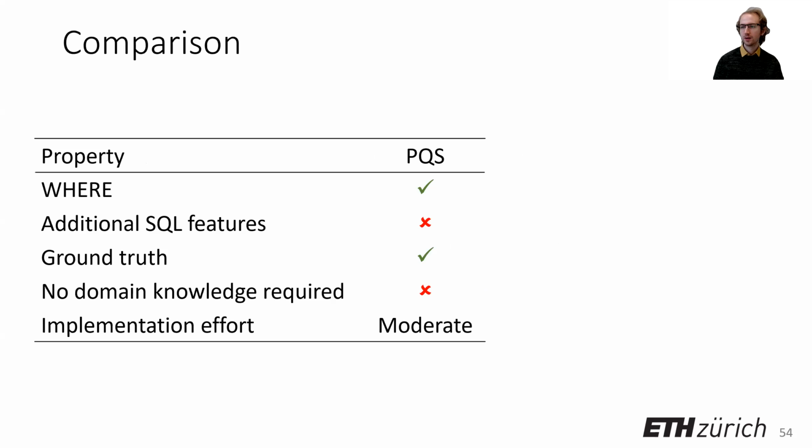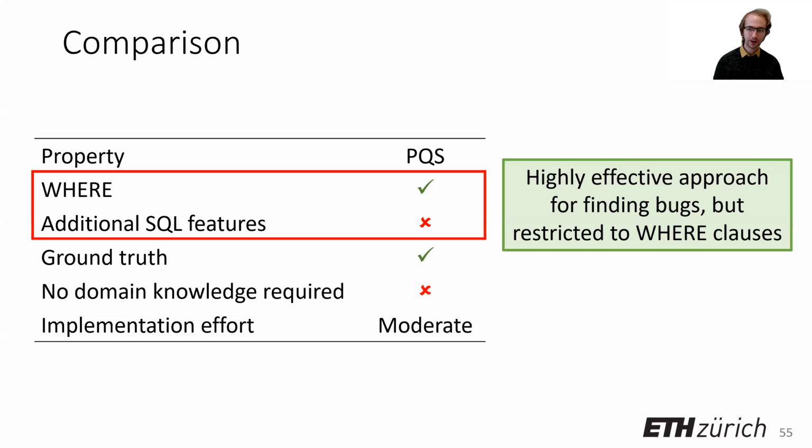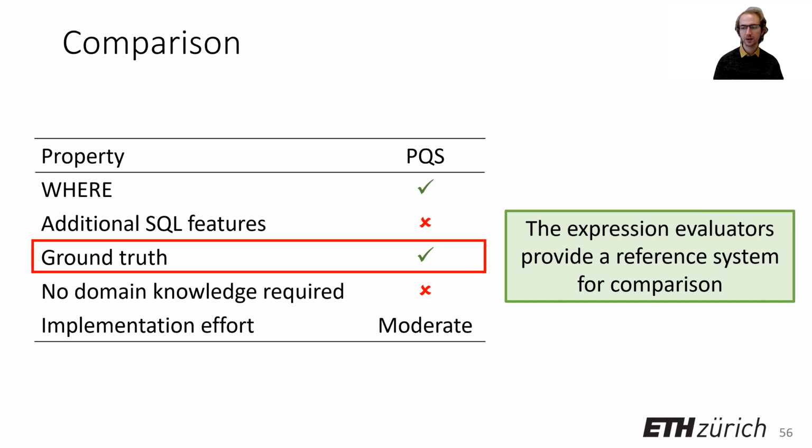So what are the advantages and disadvantages of PQS? First of all, of course, it was a highly effective approach for finding bugs, but it's restricted to mainly testing the implementation of the where clause. So for example, we do not test additional SQL features such as aggregate functions, which are also important and widely used. One advantage of the approach is that it establishes a ground truth, because we implement these expression evaluators that basically are a reference system against which we compare.